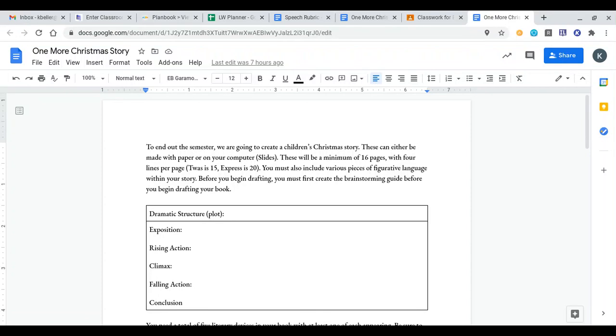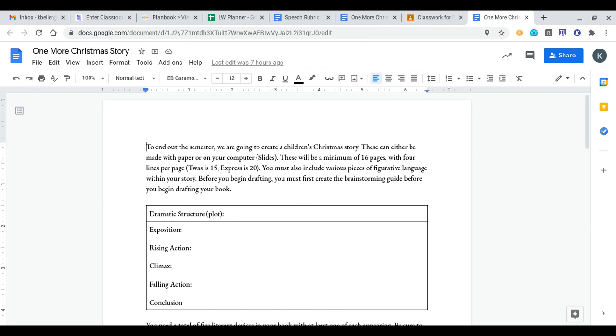Our learning target reads, I can understand the instructions for the creative writing activity. So from now until the end of the semester, this is what we're going to be doing. We're going to be creating a children's Christmas story. This can be either made with paper or you can do it on a computer, like using Google Slides. It needs to be a minimum of 16 pages with 4 lines per page.